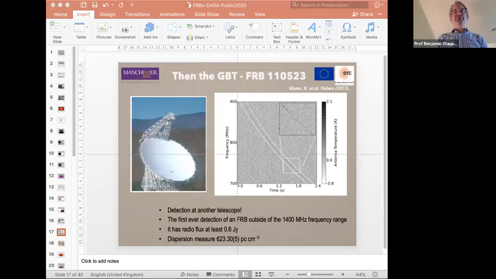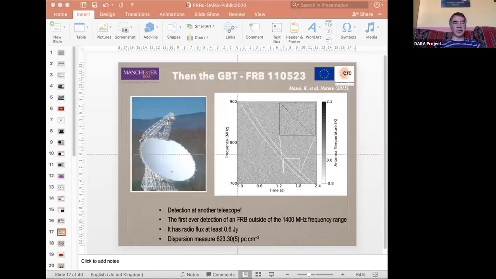So that's why we have this project where we've got simultaneous observations with an optical telescope, piggybacking on our observations with the MeerKAT telescope. We have the hope that there might be a flash of optical light at the same time as a fast radio burst. And then that will give us more information.